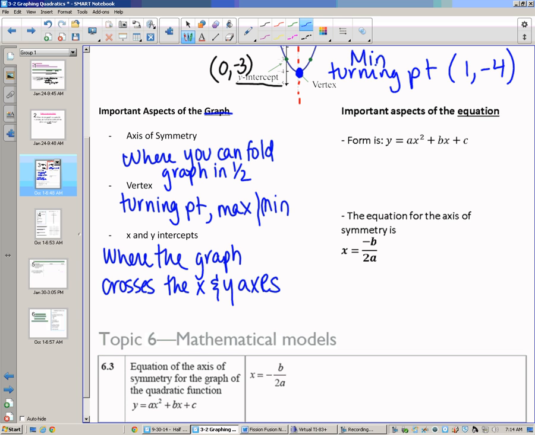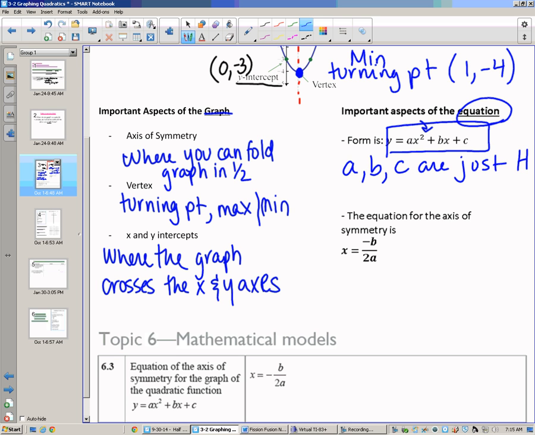Important aspects of the equation. We looked at this a little bit on Friday of last week. The general form is y equals ax squared plus bx plus c. Remember, to make it a quadratic, you need to have that x squared. The a, b, and c are just numbers. They're usually integers, whole numbers. If you notice the c, the number by itself, the c is still just the y-intercept, just like it was in lines.